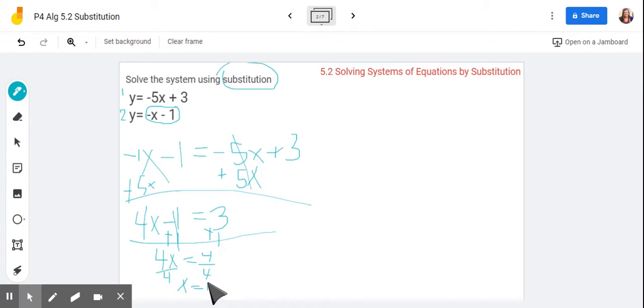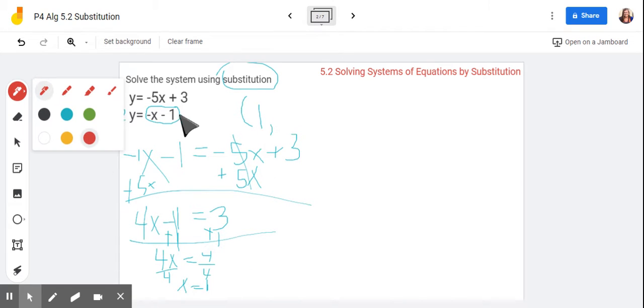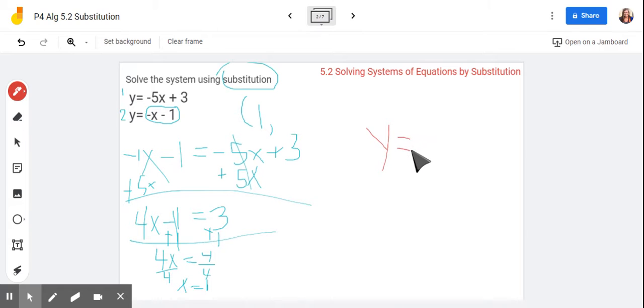Now, my answer is going to be an ordered pair, so I have my 1 for x. Now I'm going to solve for y. So I'm going to take 1 and substitute it into either equation to solve for y. I'm going to use equation 2 just because it's smaller numbers. So wherever I see x in this equation, I'm going to put 1. I like to put parentheses so that I don't get confused.